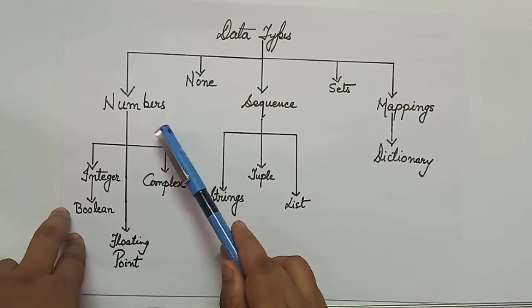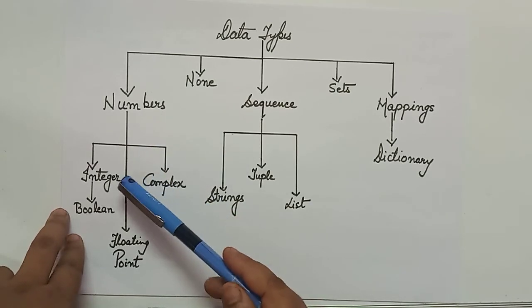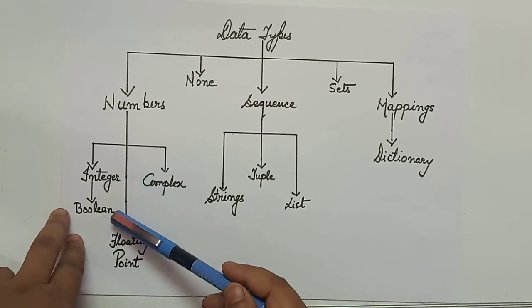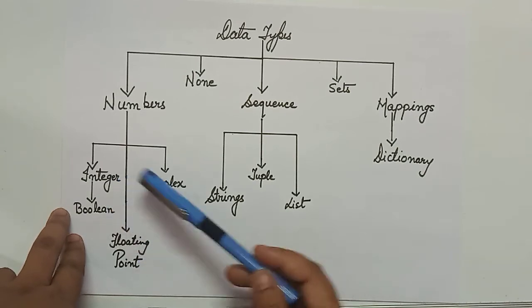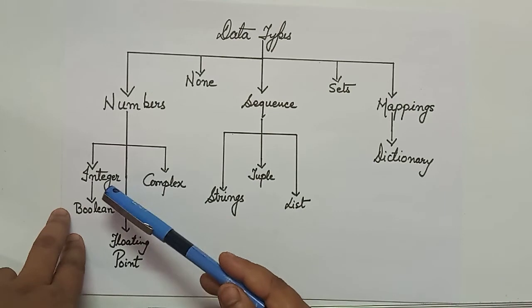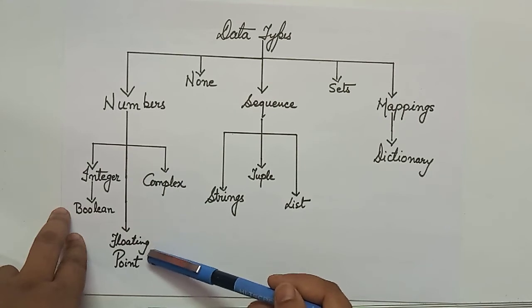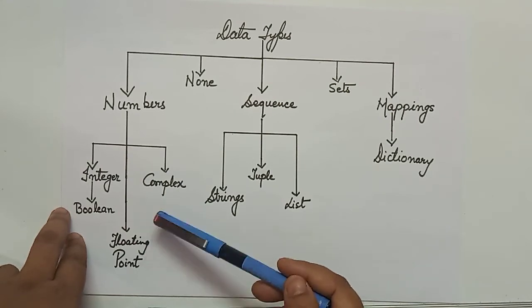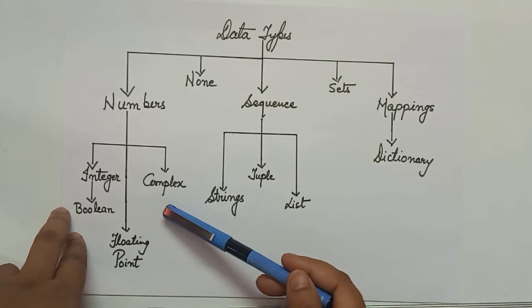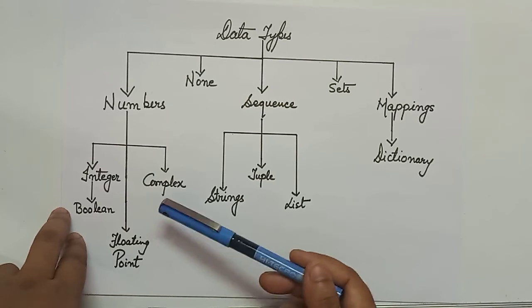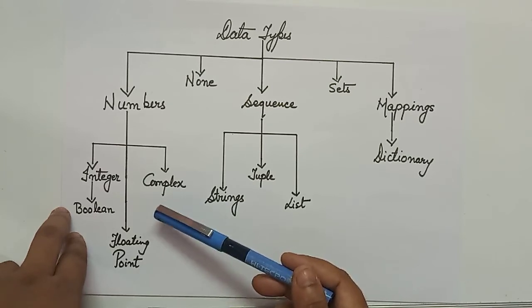Now there are three types of numbers. One is the integer, which is further categorized into Boolean, then the floating number, and the complex. Integer is basically going to store whole numbers. It can be negative or positive also. When we talk about the floating number, we can store decimal values, and complex means we can store complex numbers which contain the real and the imaginary values.